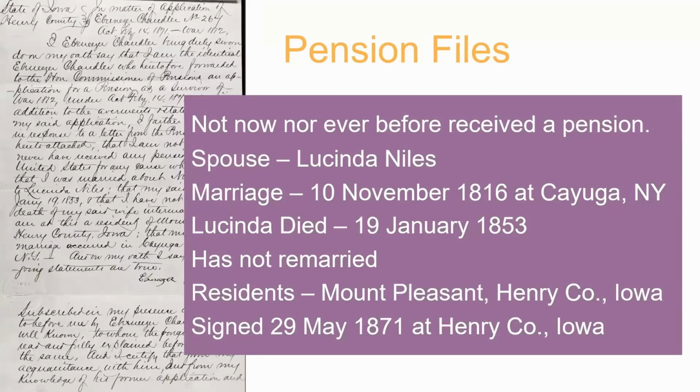There are many letters in Ebenezer's files explaining why he should qualify for a pension. For this particular letter, it says that he'd never received a pension before, and even though he did receive bounty land previously, that's similar to pensions but not the same. So he did receive bounty land, but now he's saying, I've never received a pension, which is true, so he wants it. Here is the information we get about his marriage, as well as when his wife died. And it also says he never remarried, so that's a great clue to learn.